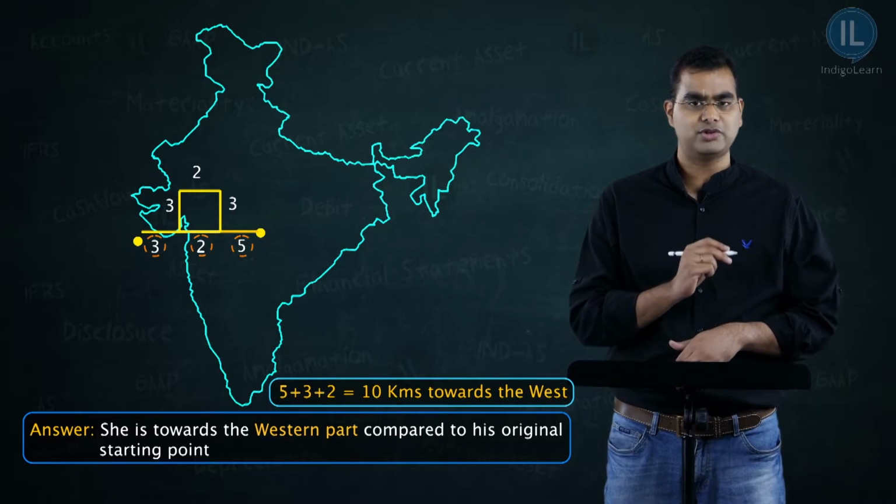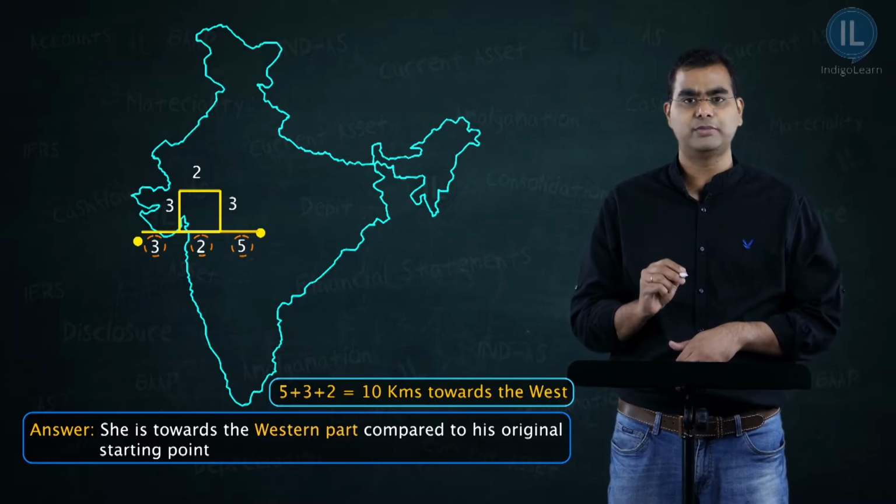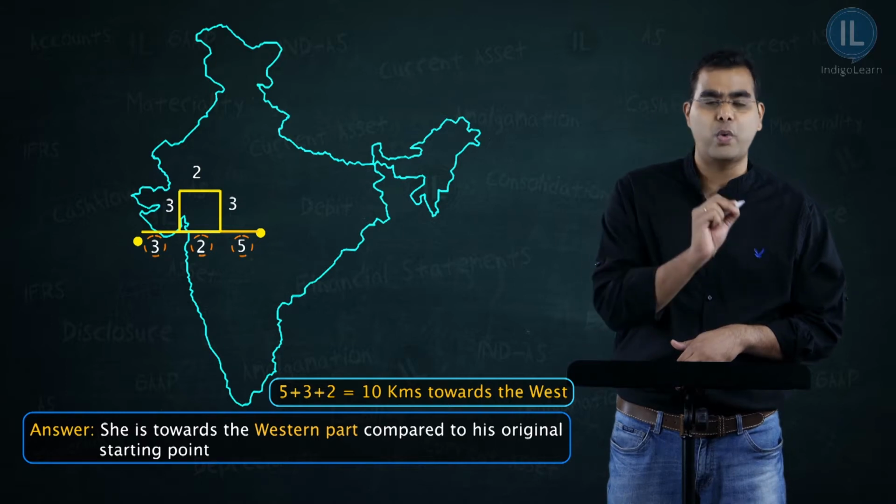So if the question were to say what is the distance between Ramu's current position and her house, the answer would be 10 kilometers towards the west.